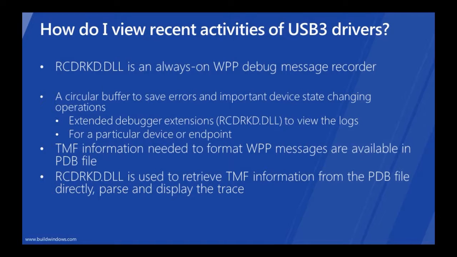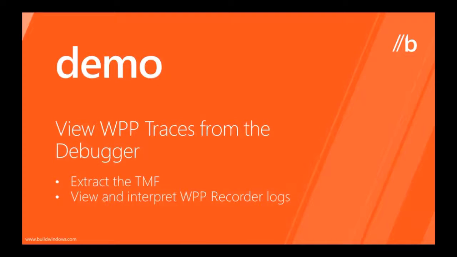To view the information from this local trace buffer, we have provided a new kernel debugger extension DLL called rcdrkd.dll. This DLL allows you to retrieve the messages from the buffer, parse them using the TMF information from a PDB file, and display that in the debugger window. So let me show you a demo of this.